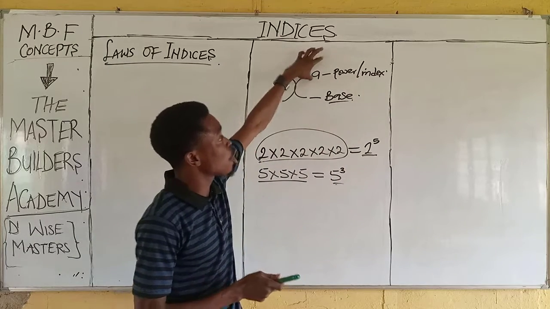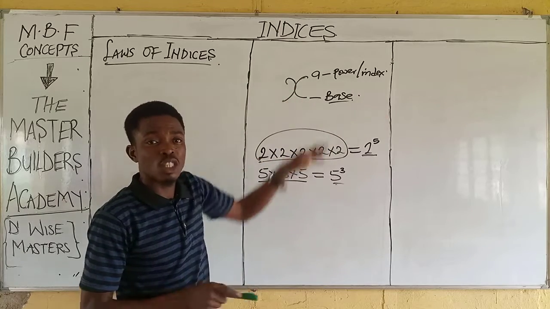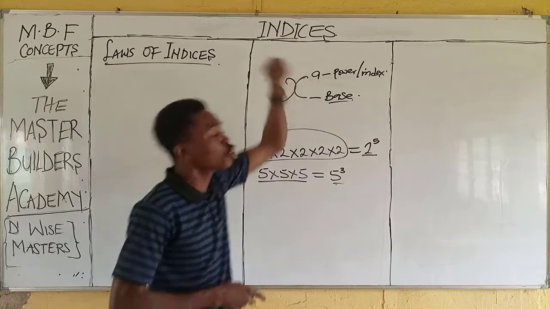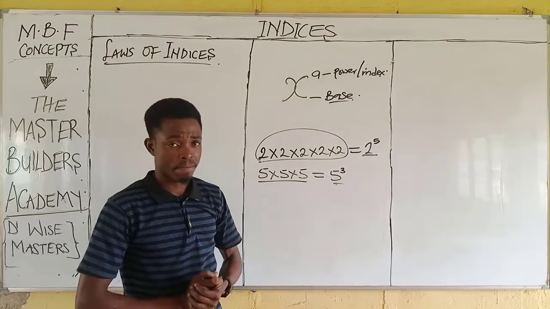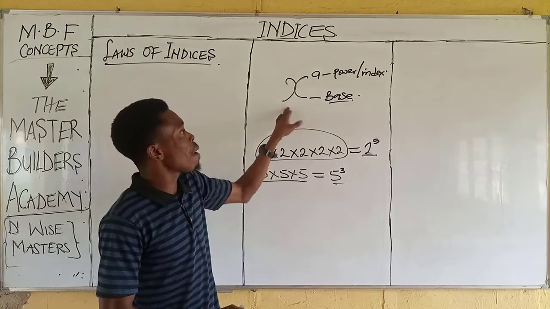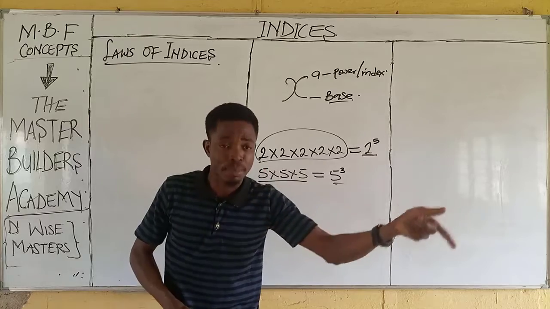So it therefore shows that the one on top is either called power or index, while the one below is called the base. So if I have to pronounce this now, this is x raised to the power of a. Now in simple terms, x raised to the power of a means x will multiply itself a times.